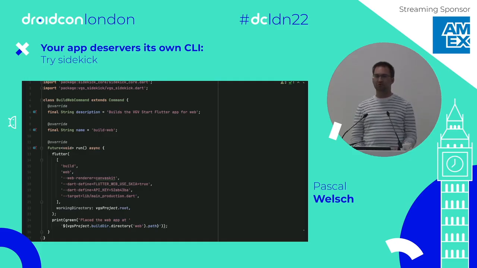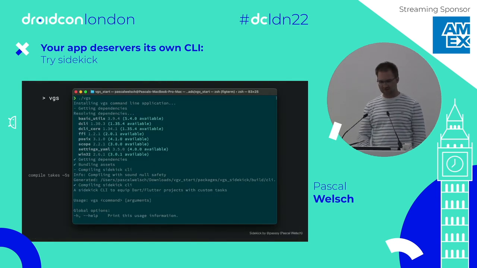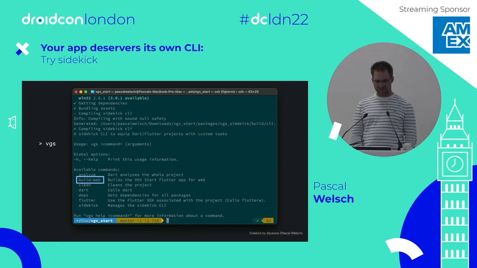We have a name and a description for the command, and the run method will be executed. Here it calls the Flutter SDK and builds the project in the VGS project root. That's all, and we can directly execute it. We don't have to manually call any compilation. First of all, we have to register the command. Don't forget that, otherwise it will not be detected. But then we can execute it. It takes like 5 seconds until the CLI is compiled, and afterwards you can execute it and see that it's now registered as a new command.